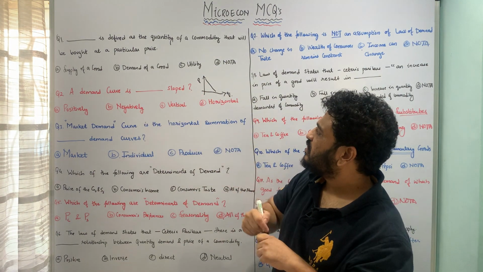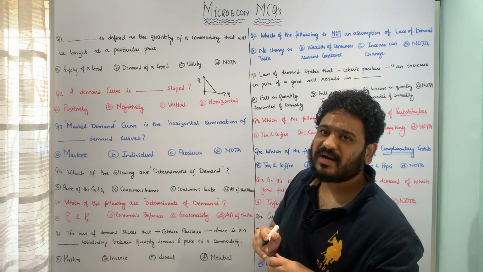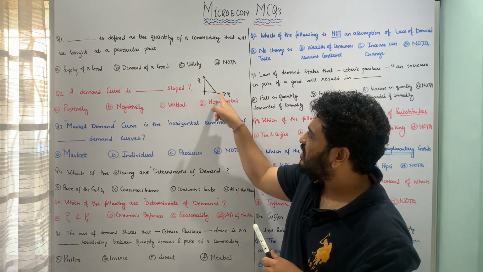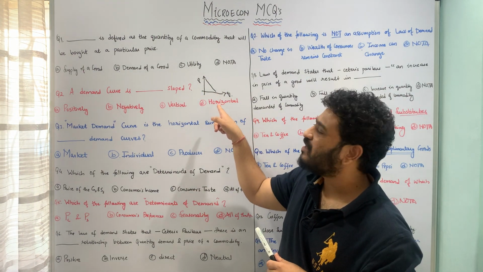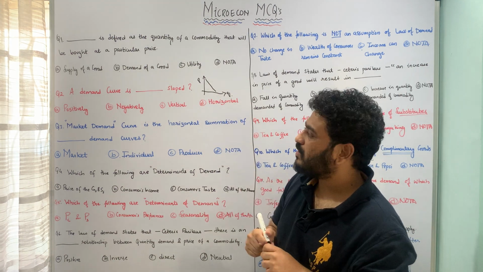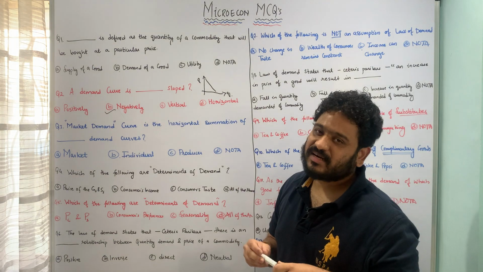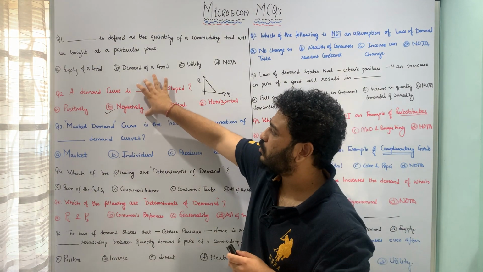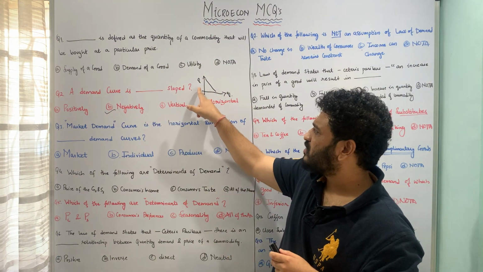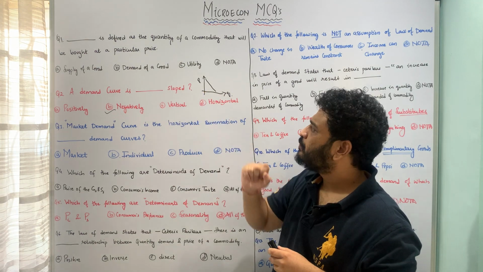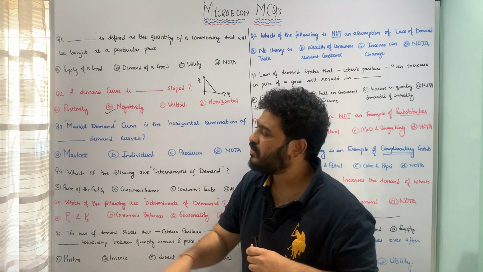So this is talking about the demand curve. I hope you can see that it is a negatively sloped or downward sloping demand curve. Therefore option B, negatively sloped, is the correct answer to this particular question. I hope you can visualize it with the help of this example or graph.